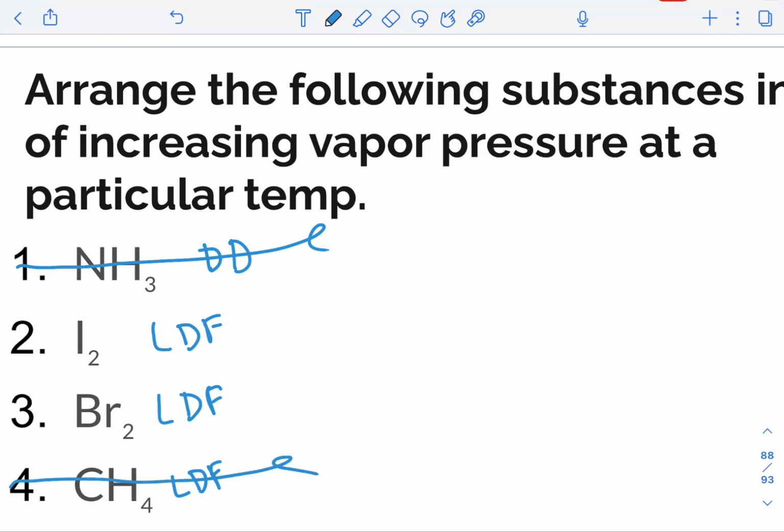CH4 has 5 atoms, so you wouldn't pick that one. Br2 and I2 only have 2 atoms each. I2 is below Br on the periodic table, so that one's going to be bigger and more polarizable. So our answer here would be Br2.